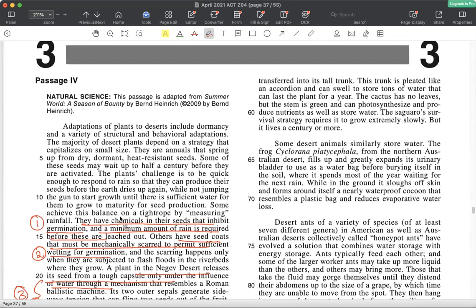Some desert animals similarly store water. The frog Cyclorana platycephala from the northern Australian desert fills up and greatly expands its urinary bladder to use as a water bag before burying itself in the soil, where it spends most of the year waiting for the next rain. While in the ground, it sloughs off skin and forms around itself a nearly waterproof cocoon that resembles a plastic bag and reduces evaporative water loss.